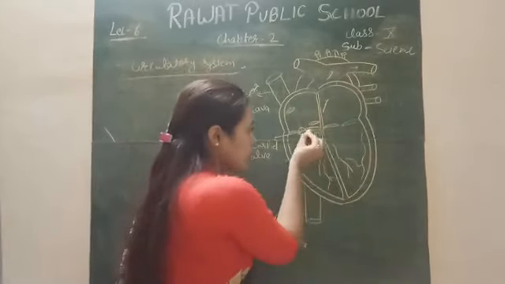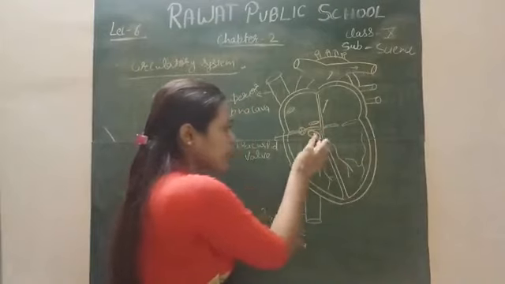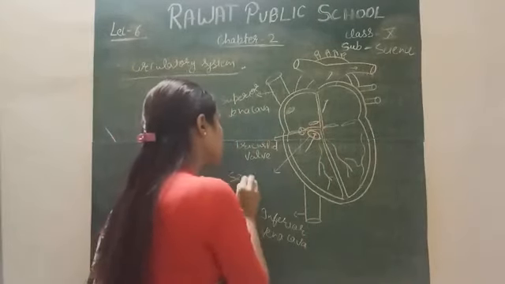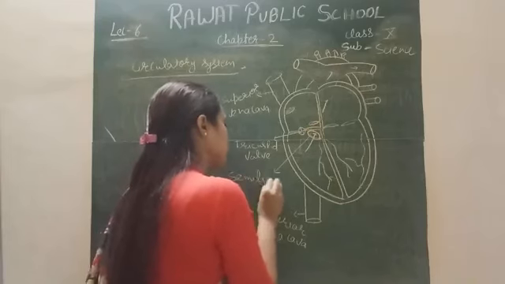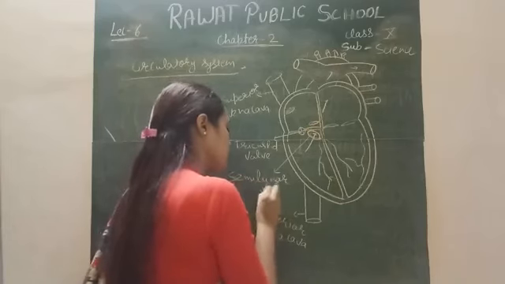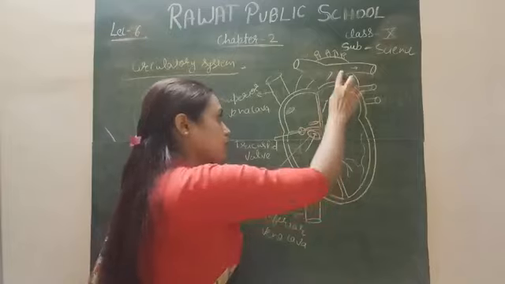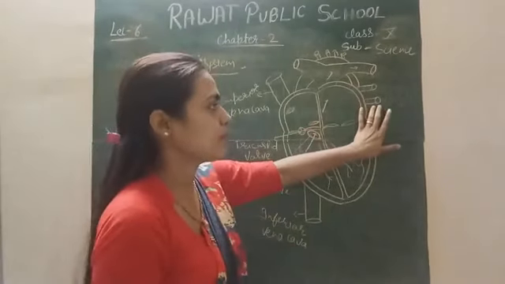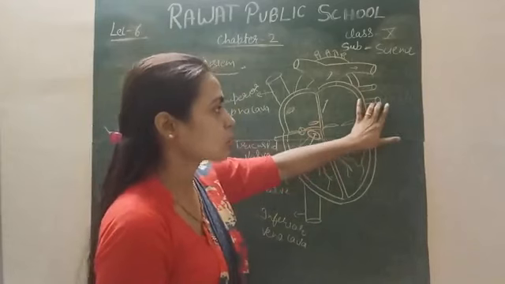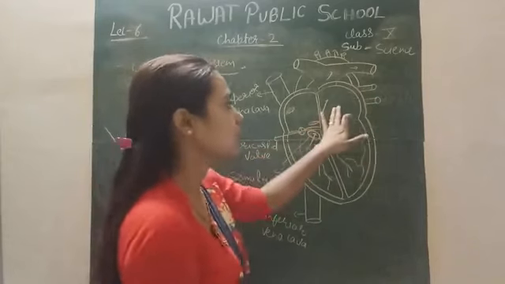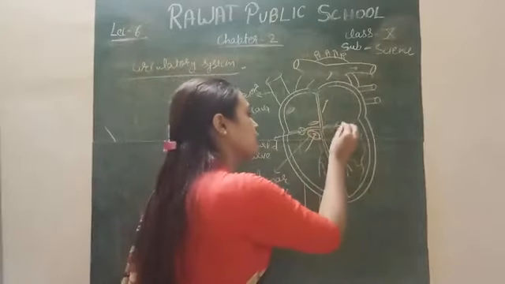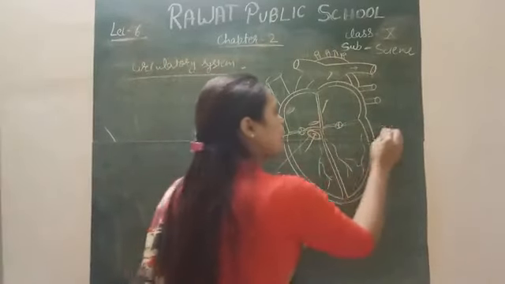One more thing about the pulmonary artery: there is a valve also present, called the semilunar valve. When your blood becomes oxygenated in the lungs, with the help of the pulmonary vein, the oxygenated blood from the lungs enters the left auricle. Again, the left auricle has a valve called the bicuspid valve.